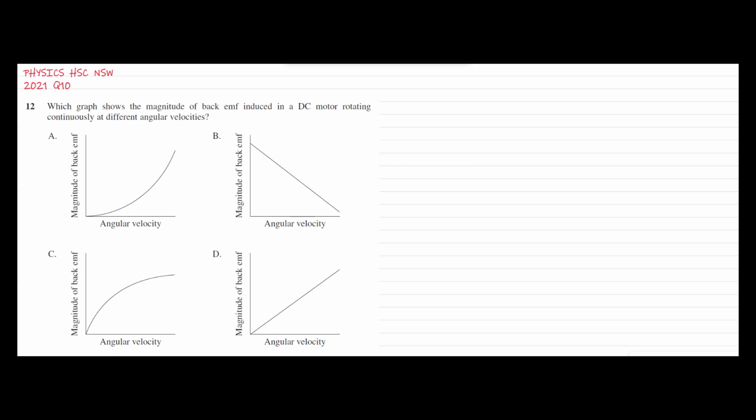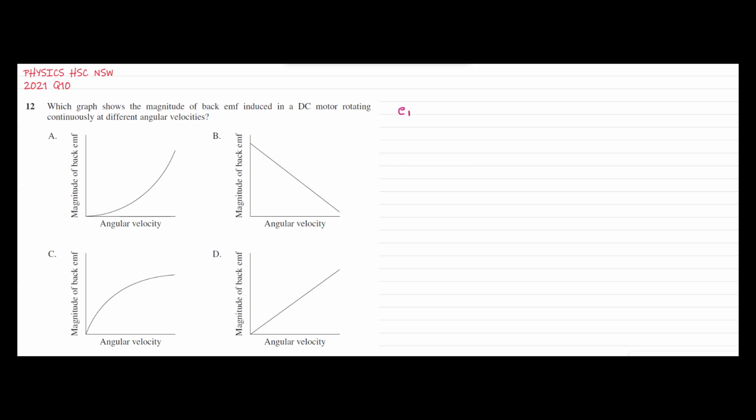Which graph shows the magnitude of back EMF induced in a DC motor rotating continuously at different angular velocities? So before we go into the expression, what is back EMF? Back EMF is a type of EMF which is induced in a DC motor by virtue of its motion inside the magnetic field.